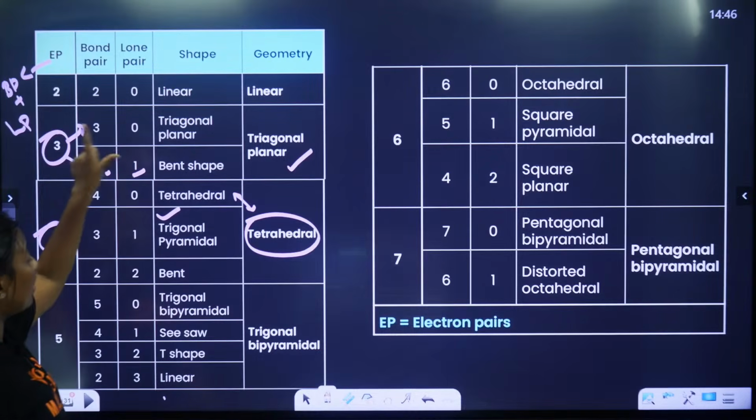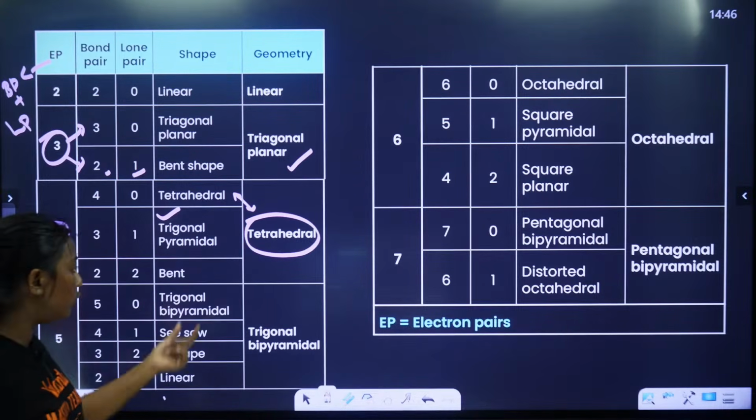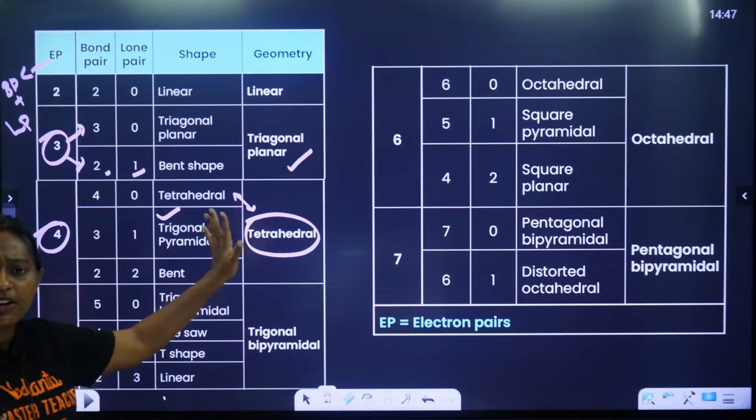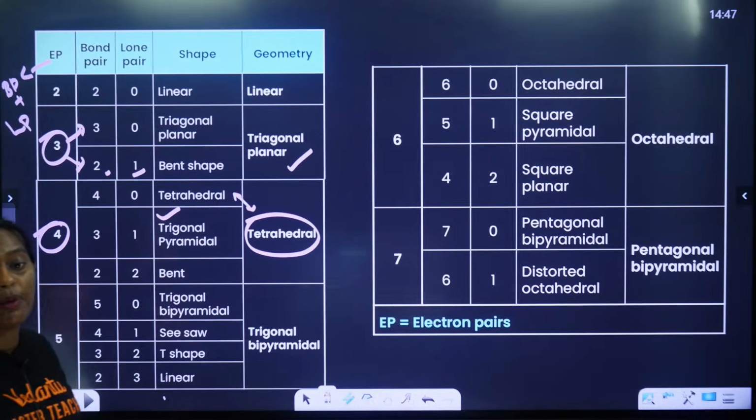There is no change in geometry because EP is 4 only. Next is bond pair and lone pair 2, 2. The geometry is the same, tetrahedral, but the shape is bend shape.